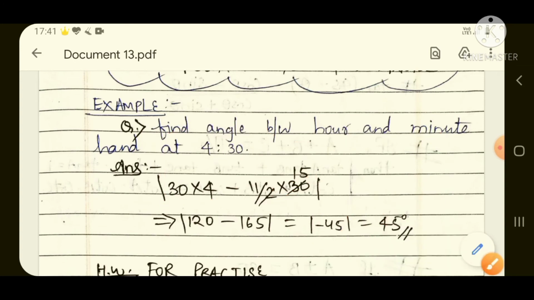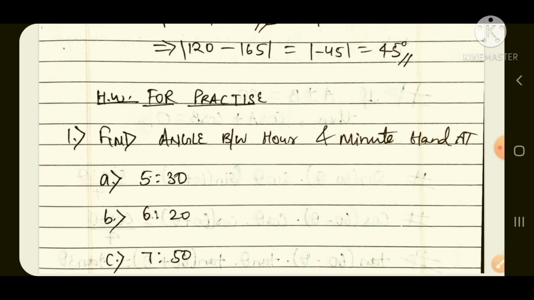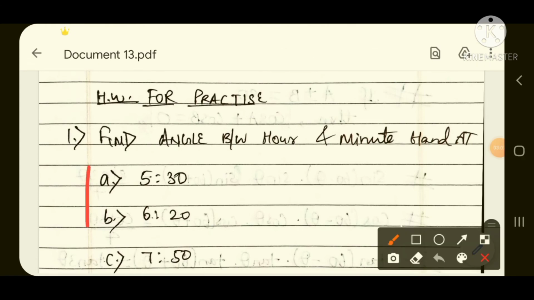So here I have come up with a few homework questions which you can practice and try to answer within the stipulated time only. And these 3 questions, try to solve within 2 to 3 seconds using the shortcut which I told you earlier.